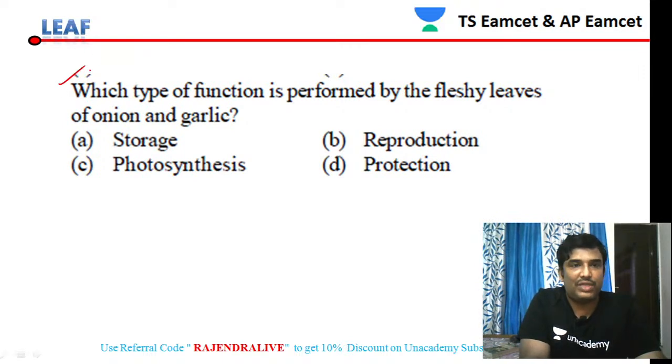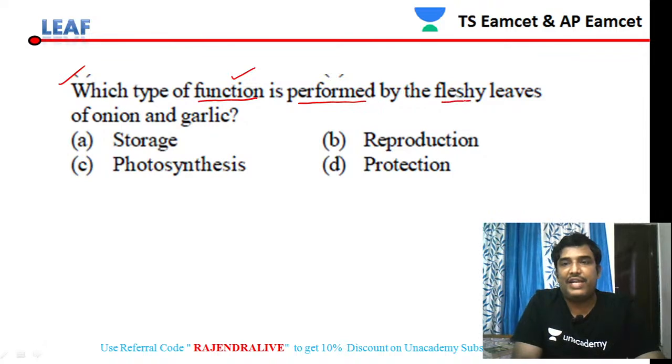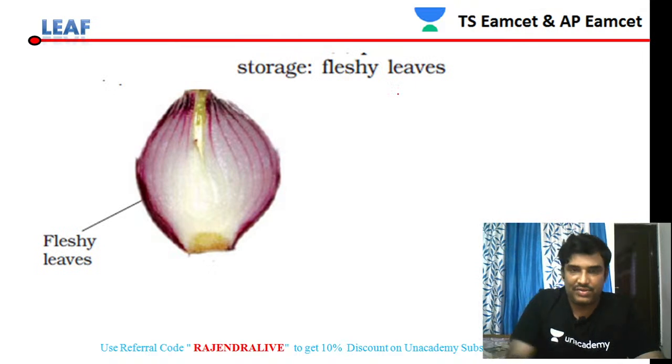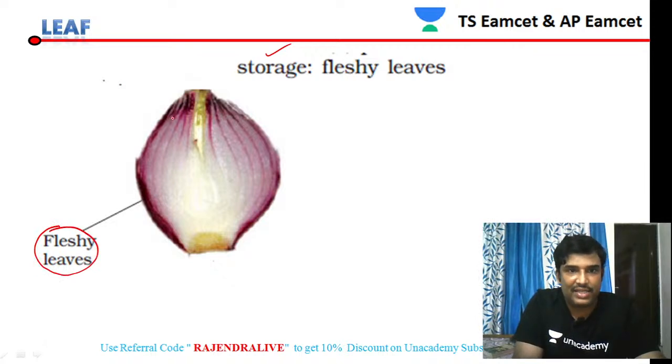Go to the next question. Which type of function is performed by fleshy leaves? Fleshy leaves of onion and garlic. If you see this, this is the diagram showing the fleshy leaves. You can see here the leaves are fleshy, and leaf bases are present. So, fleshy leaf, yes, like this.